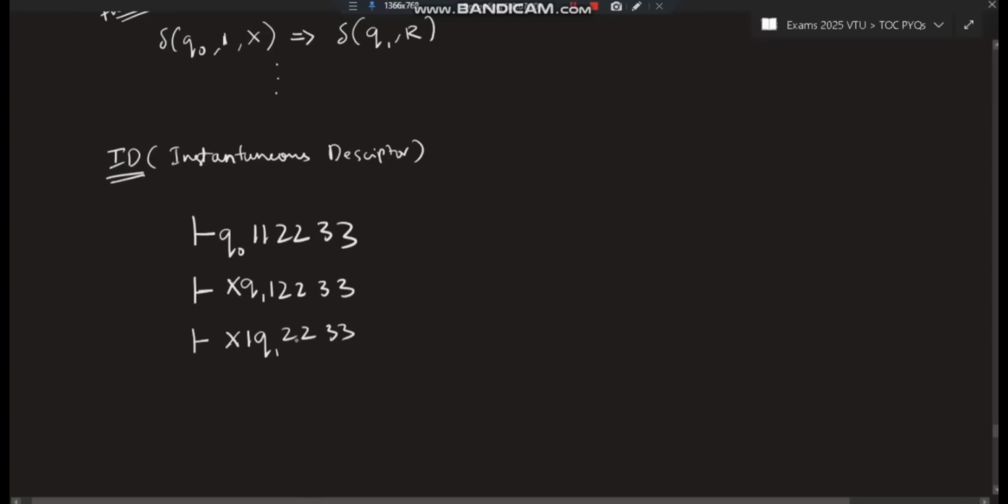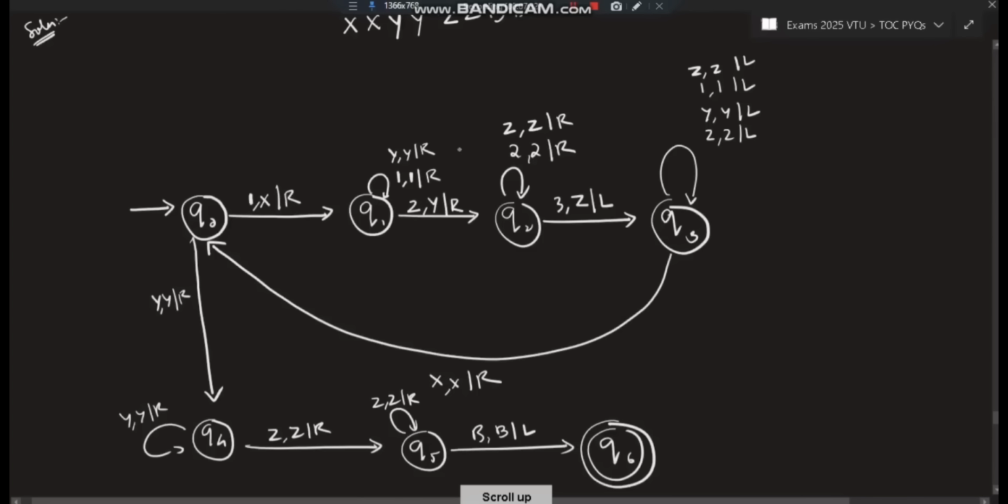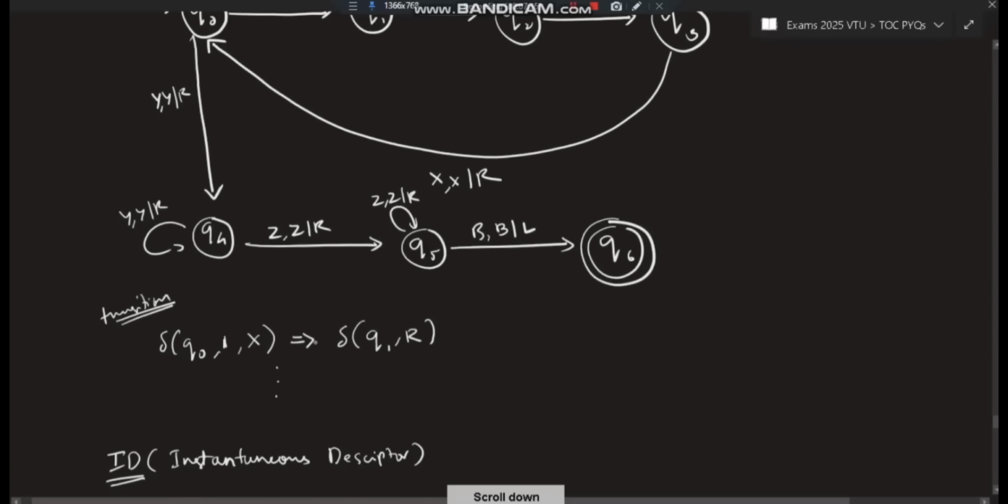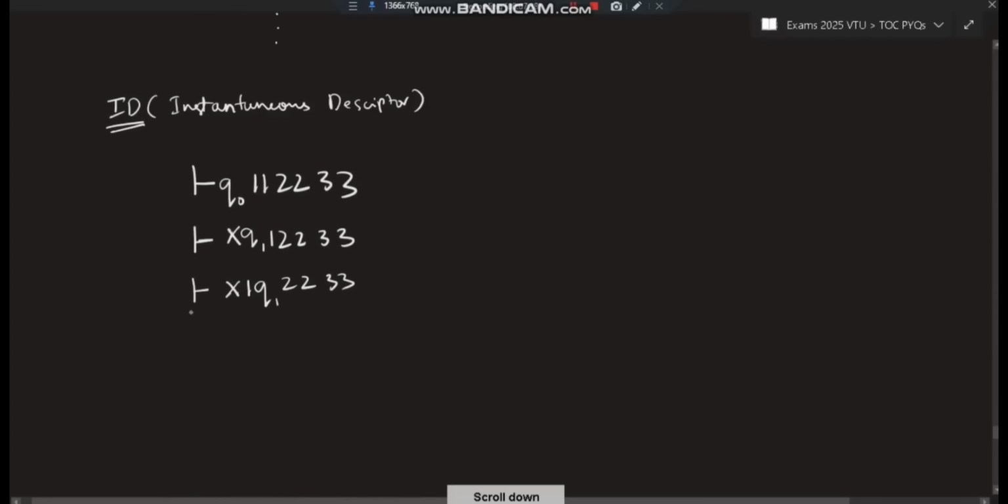Again, q1 on 2. Where is it going? q1 on 2, it will make it as y and move to the right to q2. So this will be x1. It will become q2, and first it will make it as y, and move to the right. Very carefully you have to do this. If any mistake is there, you might lose the marks. Like that, after that q2 on 2, you have to keep on going.